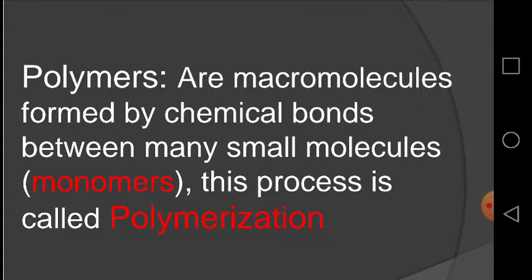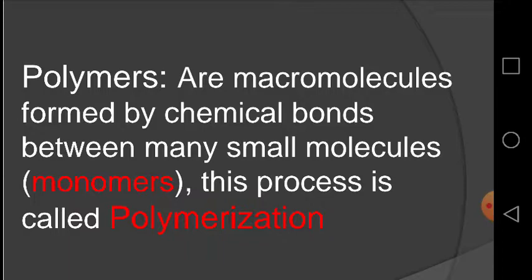What are polymers? Polymers are basically macromolecules formed by chemical bonds between many small molecules, and these small molecules are called monomers. This process by which we make polymers is called polymerization. So from this slide we learn three things: polymers, the macromolecules; monomers, the small molecules which combine together and form the polymers; and this process of combining the monomers with each other is called polymerization.